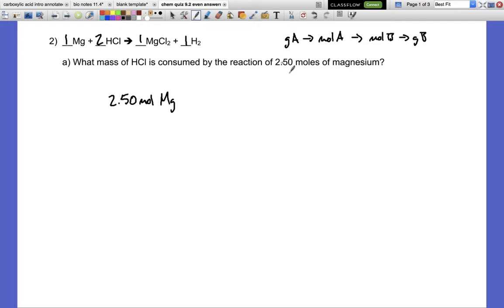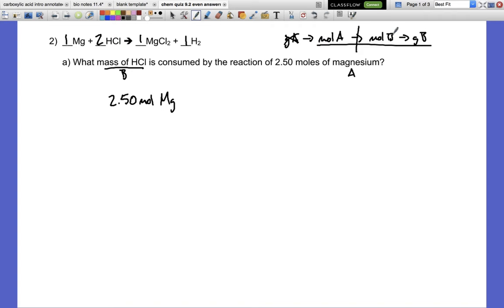So I realized here that I was actually given moles of magnesium, and magnesium is essentially going to be my A thing in this question. So if I was given moles of A and not grams of A, I just don't need the grams of A. I just start from here, right? Otherwise, I know that I need a mass of B, which is going to be my hydrochloric acid. So I do need to go all the way to grams on the product side of this string.